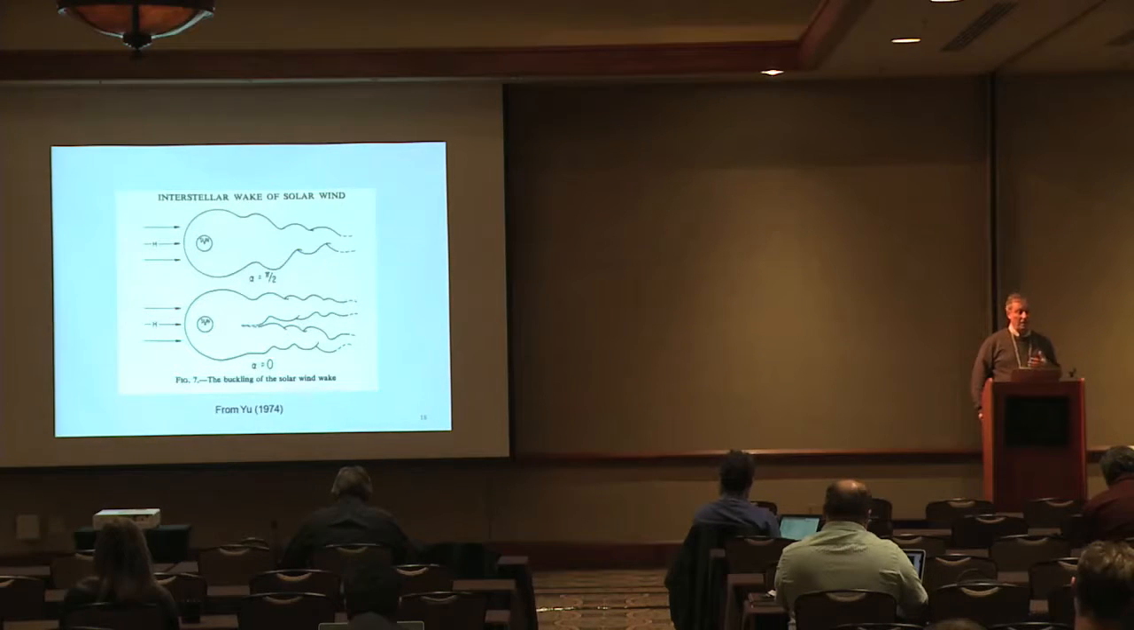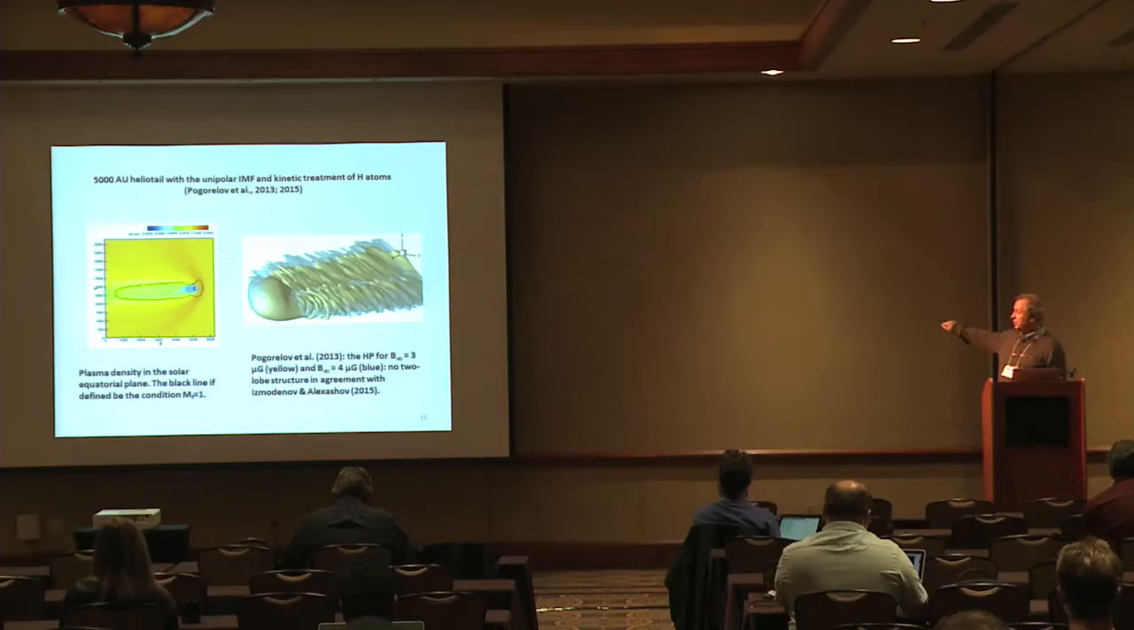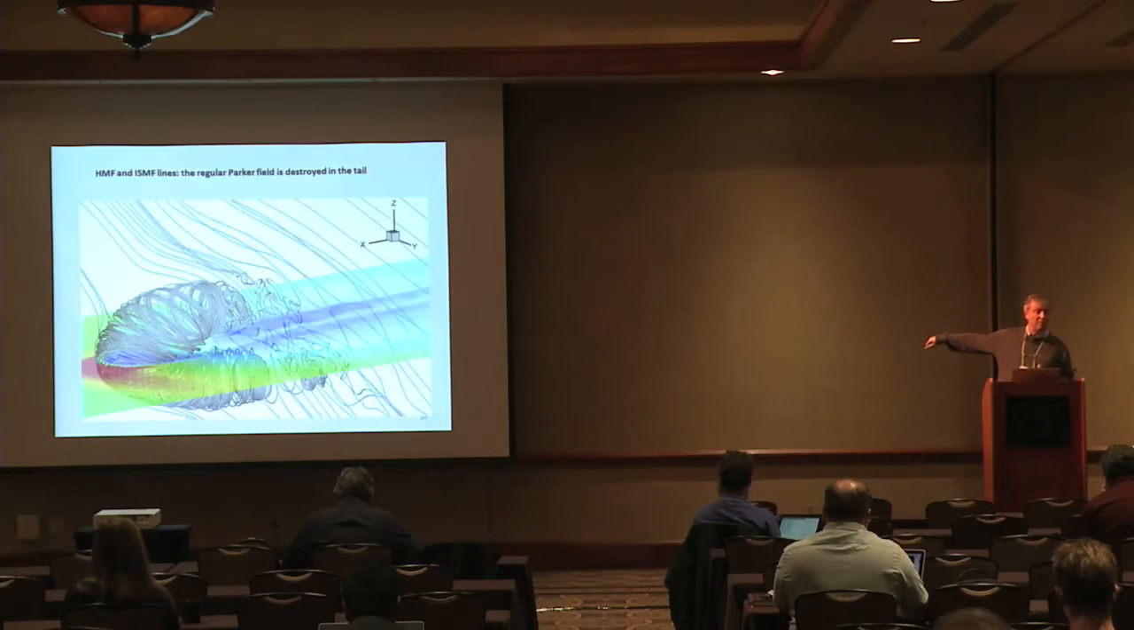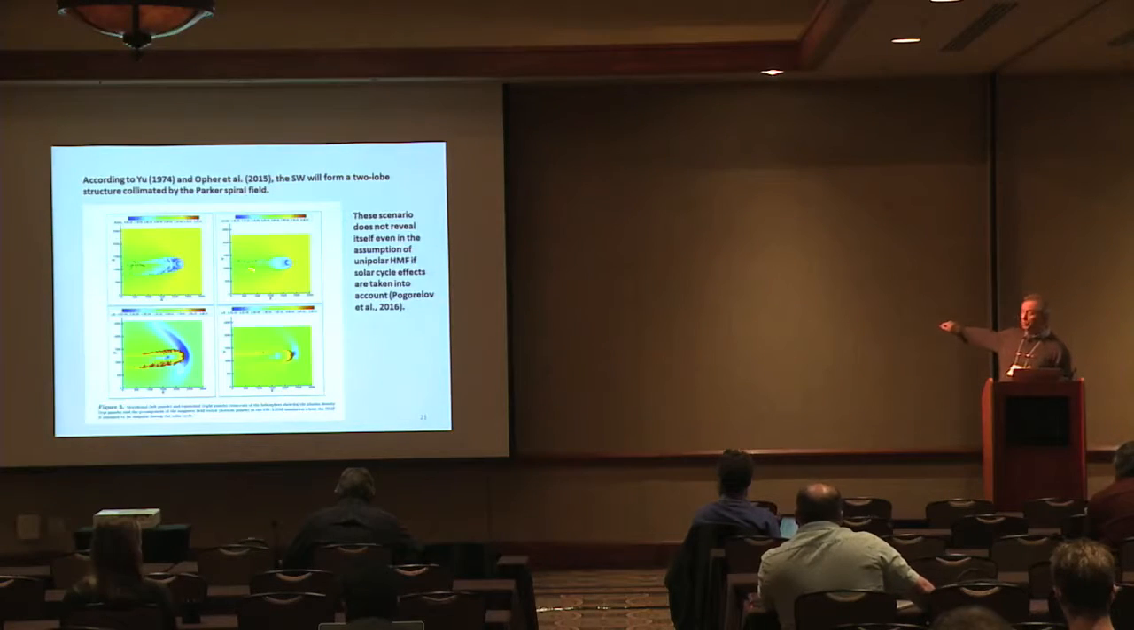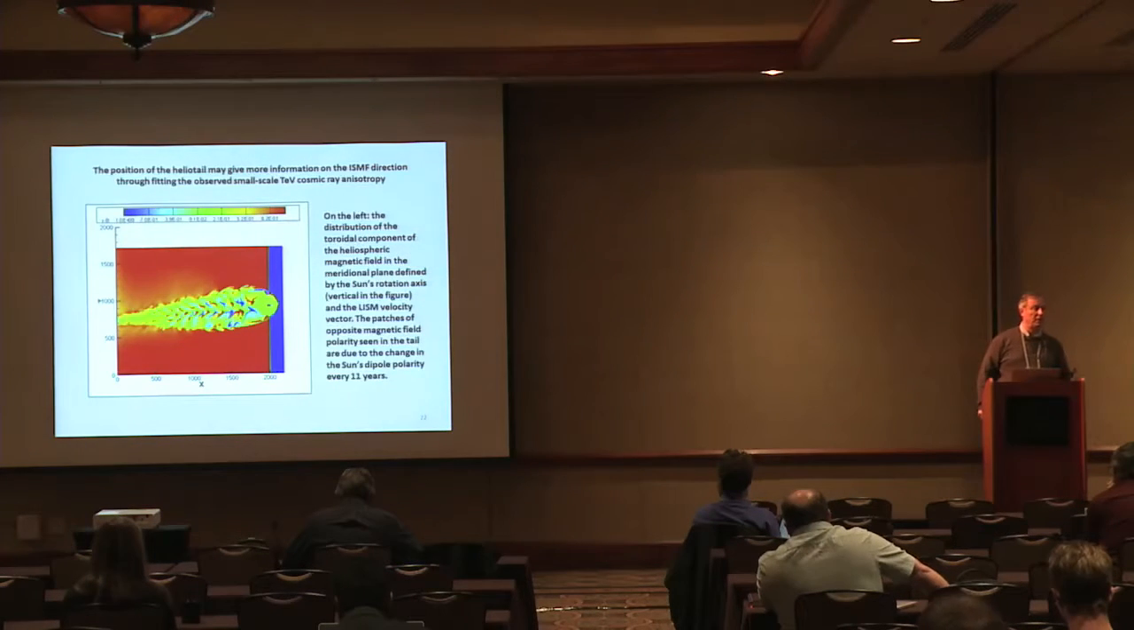The wake of the solar wind, is it like this or something like that? So two lobes, and this was predicted or proposed in 1974. Our MHD-kinetic simulations show that although the flow in the heliotail is pretty unstable, there is no separation into separate lobes. We also reconfirmed this instability of the heliospheric magnetic field down into the heliotail. We also showed that the effects of the solar cycle play a major role in the heliotail behavior.